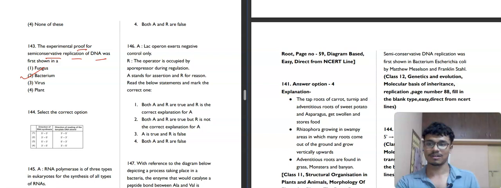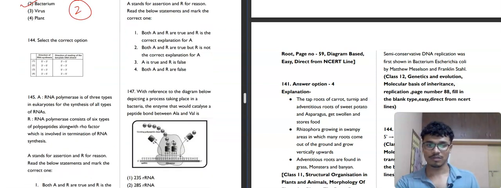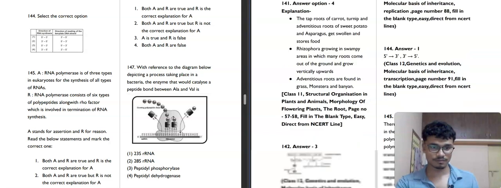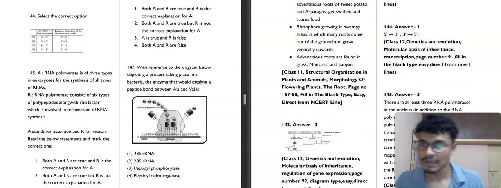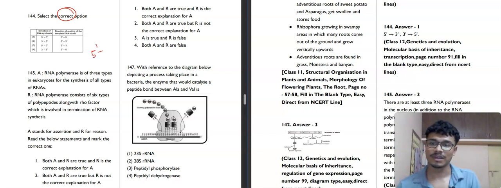So the second option is the correct answer here. I will move toward the next question, question number 144. It is saying to select the correct option for the direction of RNA synthesis and the direction of reading of the template DNA strand. The direction of RNA synthesis is 5' to 3', and the reading of the template is 3' to 5'. This is the first option, here is our correct answer.